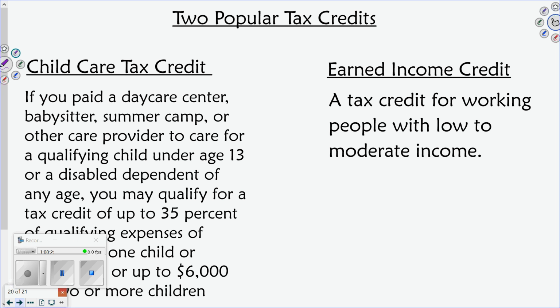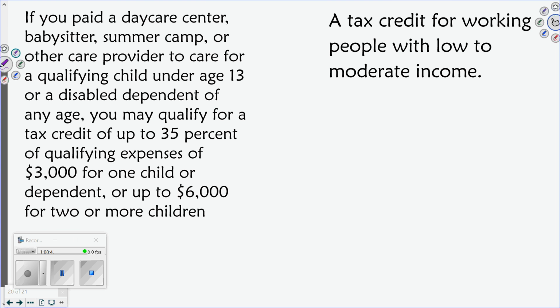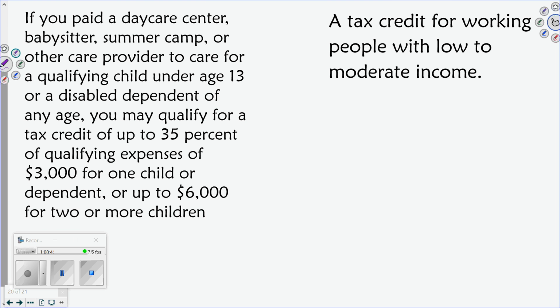Two popular tax credits. One's the child care tax credit. So if you paid a daycare center, babysitter, summer camp, whatever, to care for your child, you can get a tax credit for that. Now for me, I no longer get this because I may pay my dad and my father-in-law to watch my kids, but they don't claim it on their taxes. Since they don't claim the money I pay them, I don't get the child tax credit. I used to. When we lived in Findlay, I paid a babysitter, and she actually filed taxes, had a tax ID number, you know, she claimed everything. So then I got this.